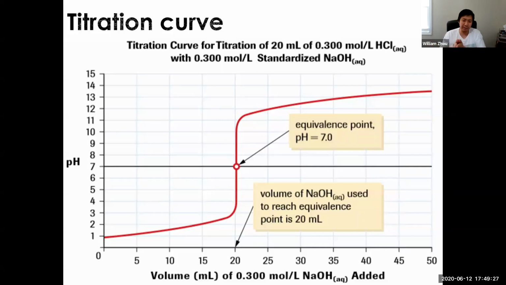Draw this like this, if I ever ask you, or in your future studies, somebody asks you to draw a titration curve.